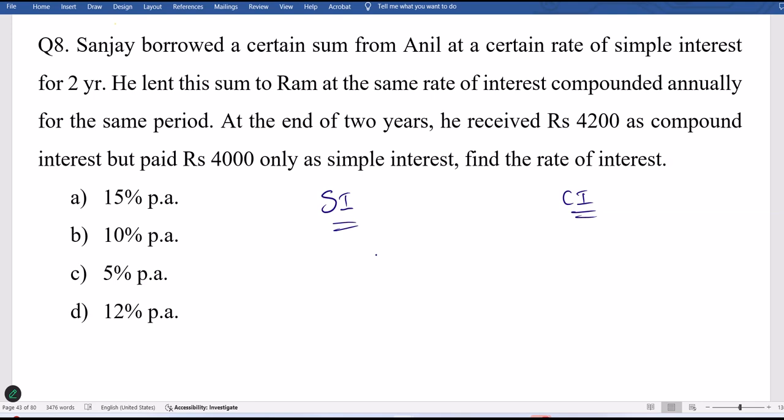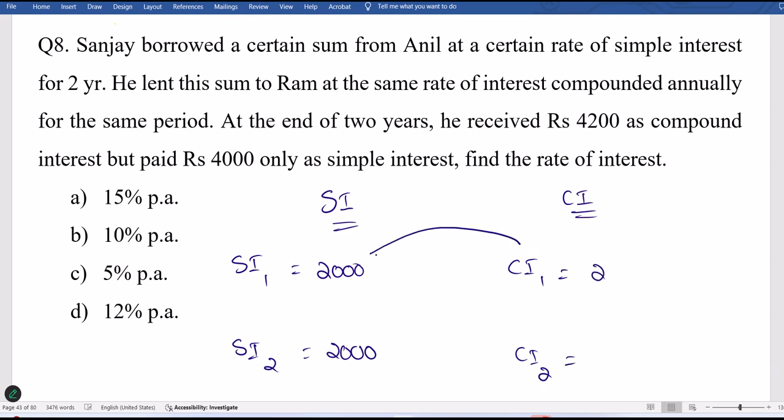For 2 years 4,000 is the simple interest, which means the simple interest for the first year is 2,000 and the second year is 2,000, total 4,000. But what about compound interest? Listen, for the first year, compound interest and simple interest are the same. In the second year, compound interest is 2,200, and only then will the total of 4,200 be obtained.